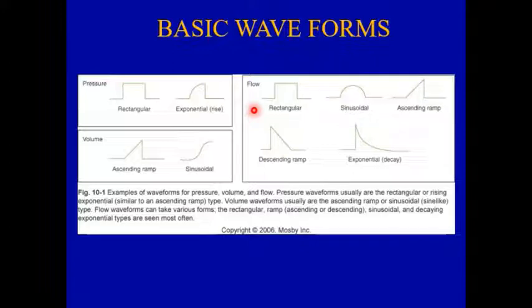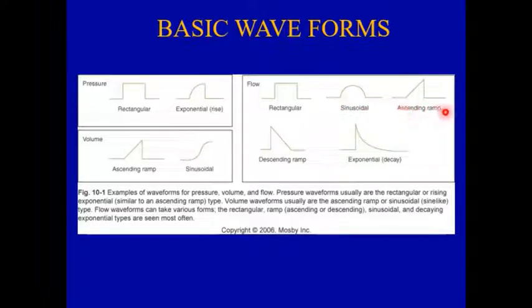In the case of the flow time waveform, I have told this in the previous lecture, that is, modes of mechanical ventilation part 1. In that lecture you can find in detail. I have explained this flow time waveform. So broadly we have this rectangular flow time waveform, which is also called constant flow. This constant flow type of waveform is seen during volume control ventilation. This sinusoidal type of flow time waveform is seen during spontaneous ventilation.